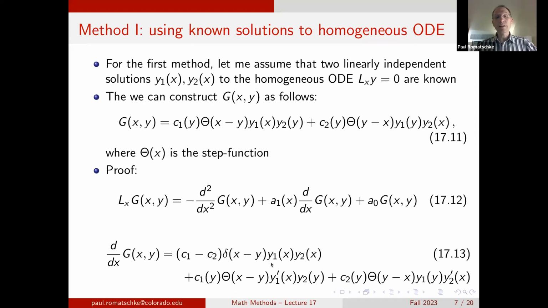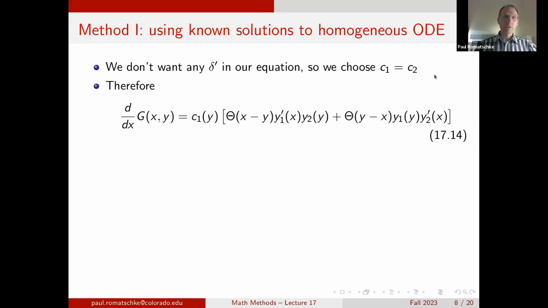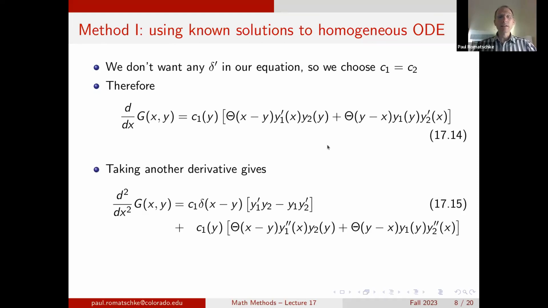So there's an easy way that we can forbid this, which is that the coefficient that is proportional to delta in the first derivative of g has to be 0, which just means that the coefficient functions c1 and c2 have to be equal. So if you do this, then the first order derivative only has these other terms that were in the last line of the equation on the last slide. And we can take another derivative of this to produce the following form.